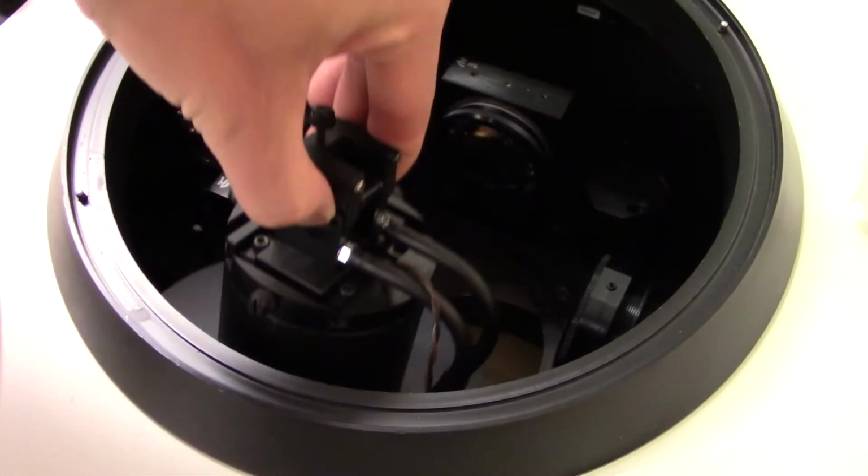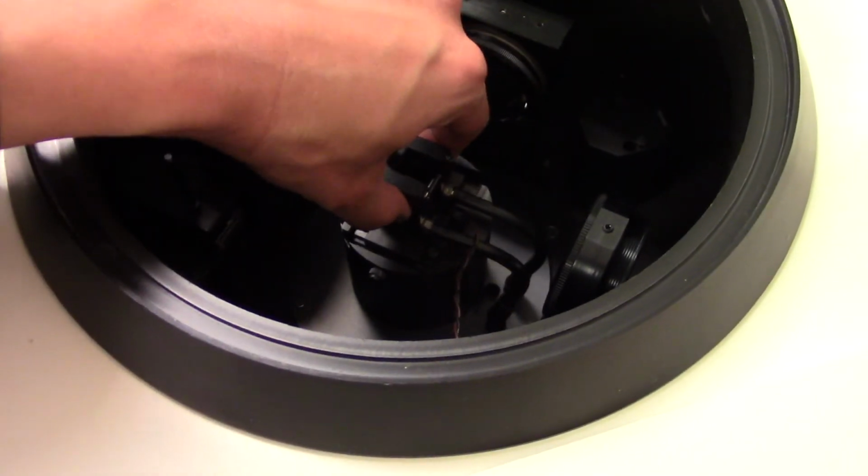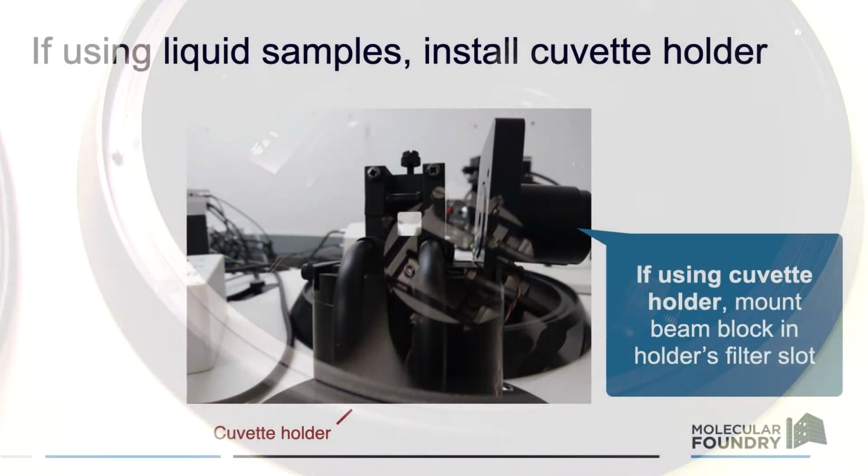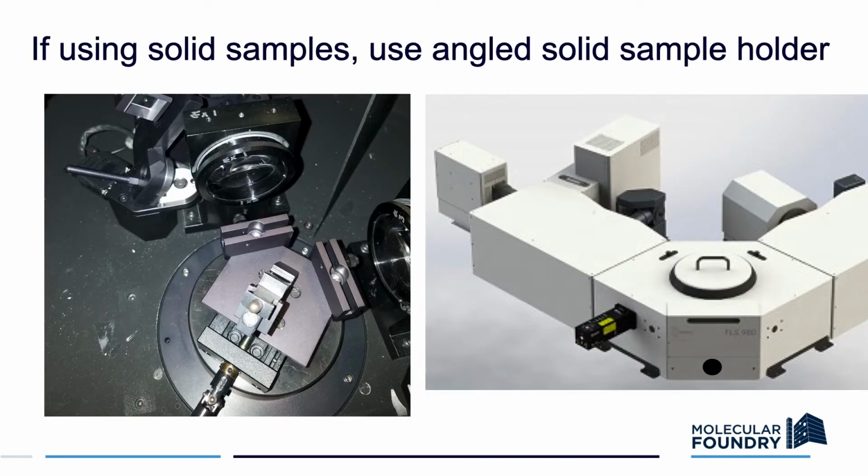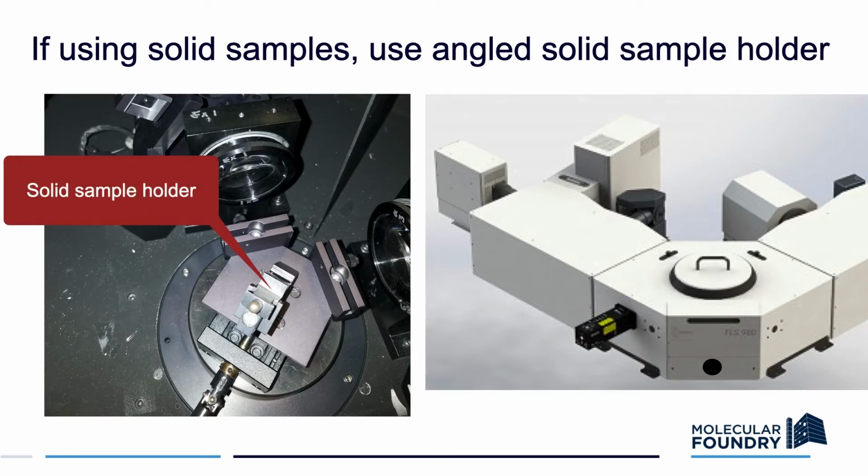If you're using liquid samples, install the cuvette holder and mount the beam block onto the filter holder slot of the cuvette holder. If you're using solid samples, you need to install this angled solid sample holder.